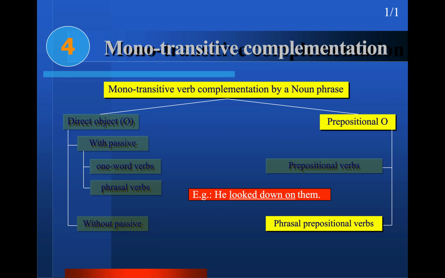So we have a phrasal prepositional verb. The phrasal verb is usually followed by a preposition, which is part of the verb, not part of the object. Because we should have an object, which is a noun phrase. So he looked down on them. Looked down on is a phrasal prepositional verb. So them here is the object, a noun phrase object. So they were looked down on. This is how you passivize it.